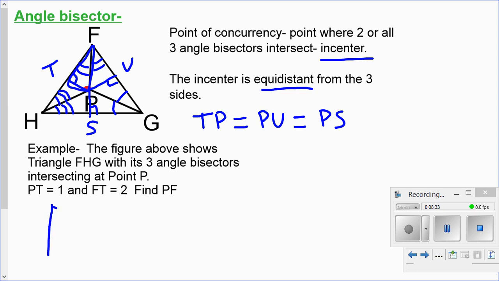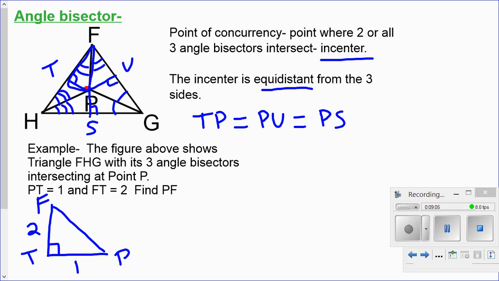So I have a right triangle. F was the top, and T is here, and P. I'm going to put my 90-degree angle. Now I'm going to label just that triangle because it was starting to get confusing in the diagram. So I'll label just this triangle with what I know. The length of segment PT is 1, and FT is 2. And we're supposed to find PF or FP.